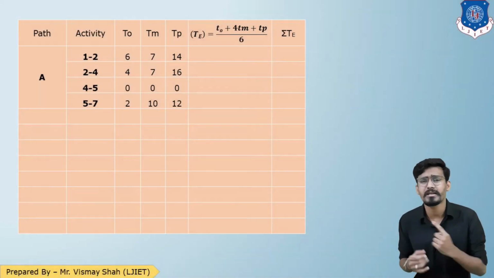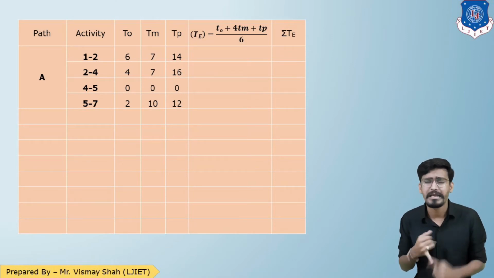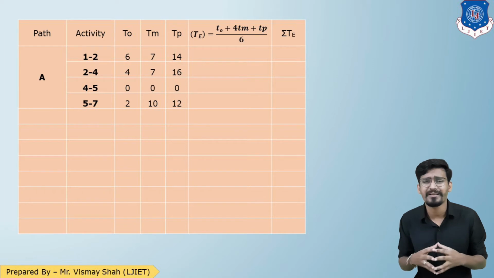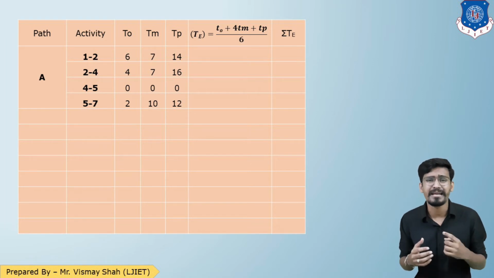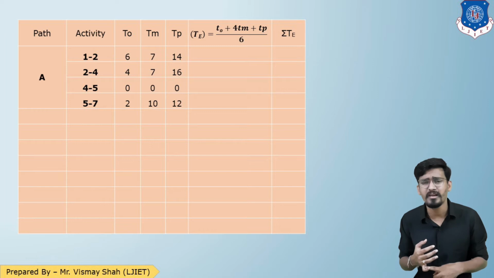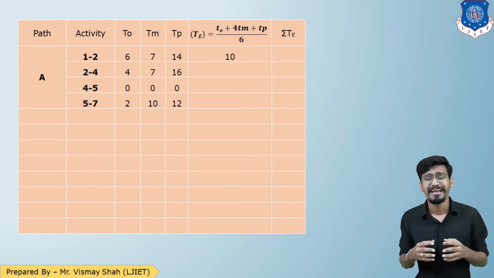So here are the TO, TM, TP data for those 4 activities. From the formula we can calculate the expected time for each individual activity. So here for activity 1-2, TO is 6, TM is 10, TP is 14. So TE will be 10.